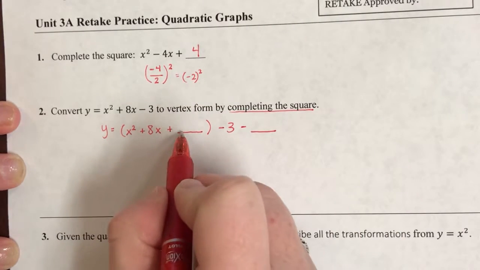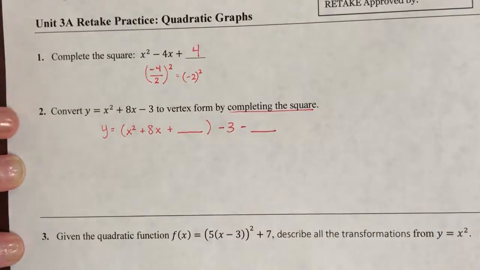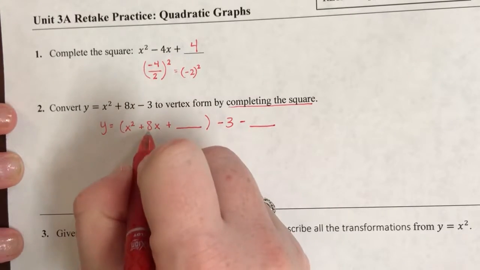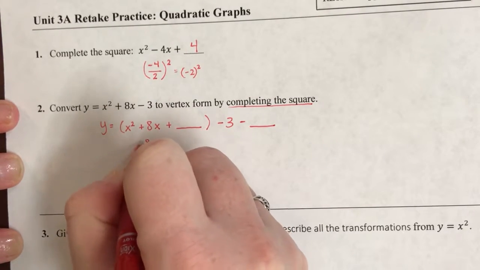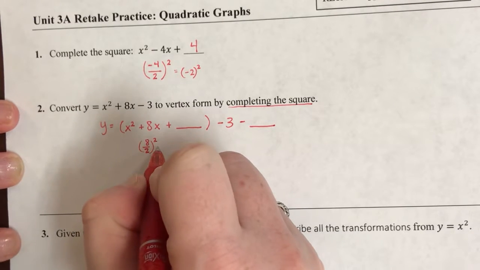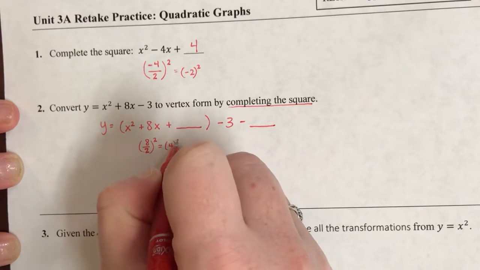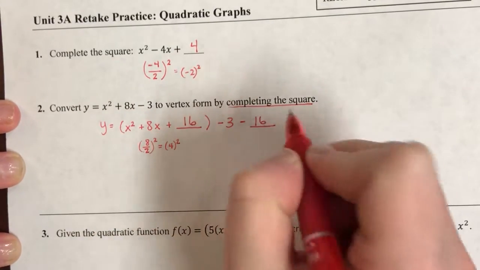So whatever we add in the parentheses, we also have to subtract at the end in order to keep the equation balanced. So using that same strategy, I am going to take half of b and square it. So that would be 4 squared. So 16 is what goes in both blanks.